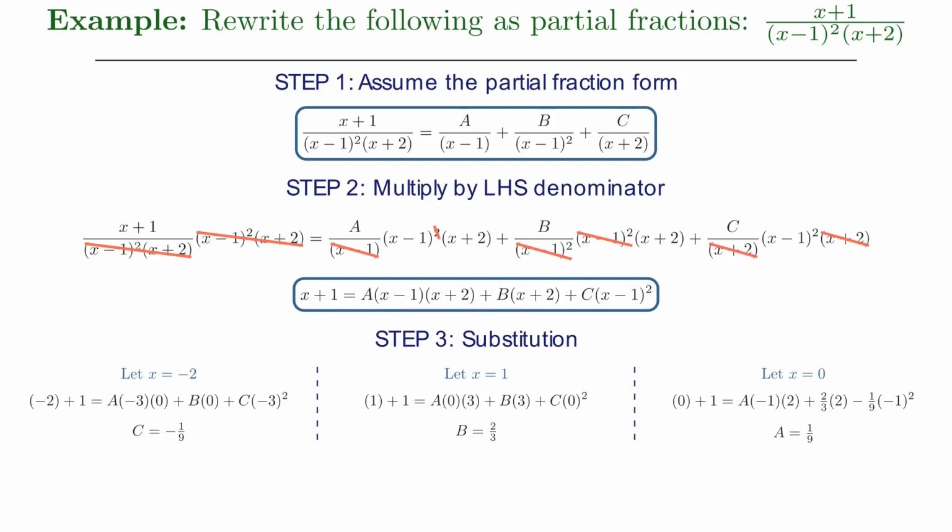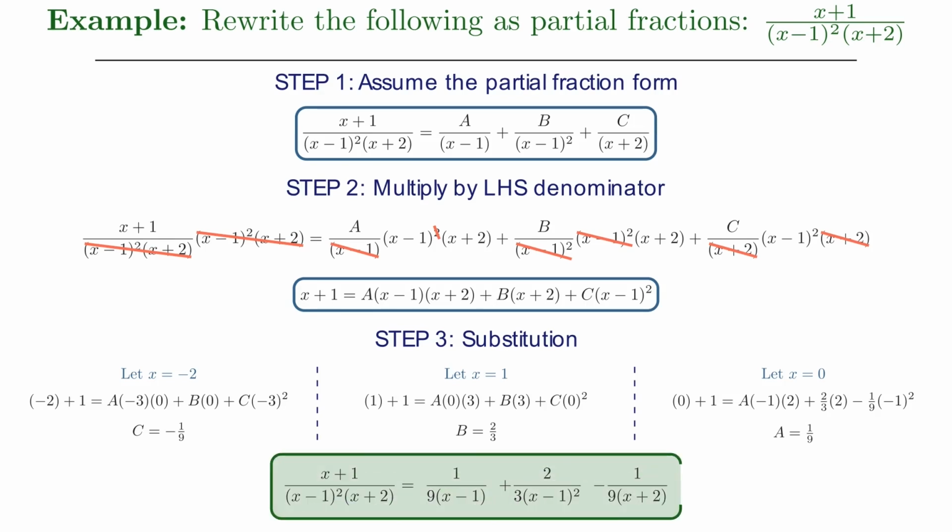Now substituting the values for A, B and C back into the original form, we get that (x + 1) over (x - 1) squared (x + 2) is equal to 1/9 over (x - 1), plus 2/3 over (x - 1) squared, minus 1/9 over (x + 2).